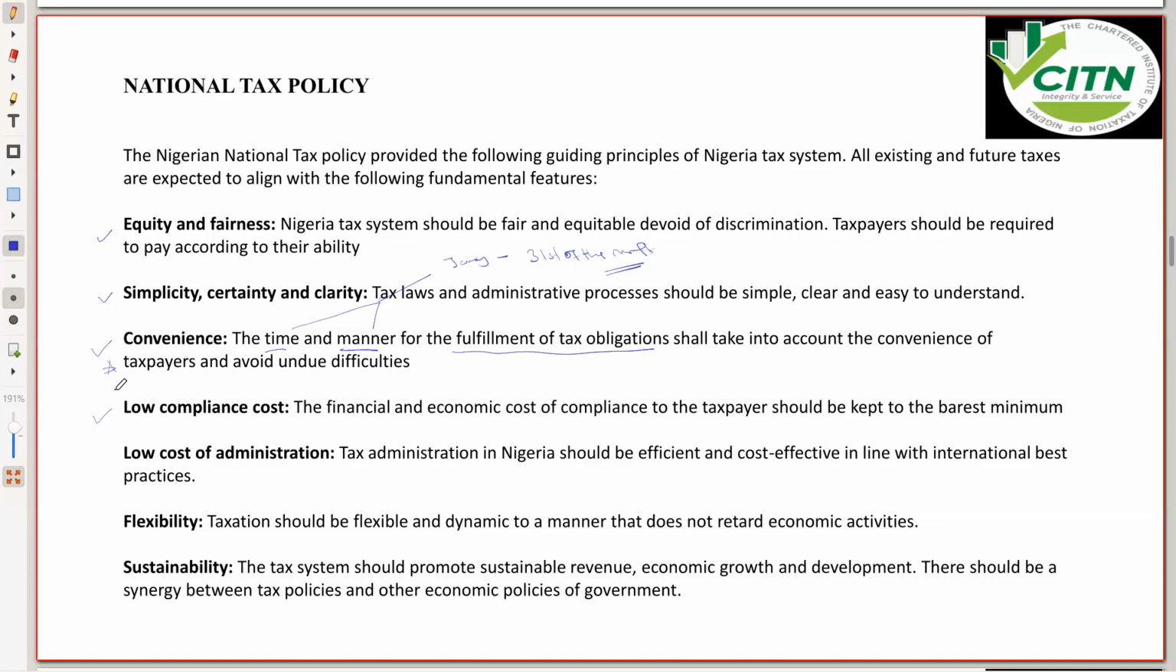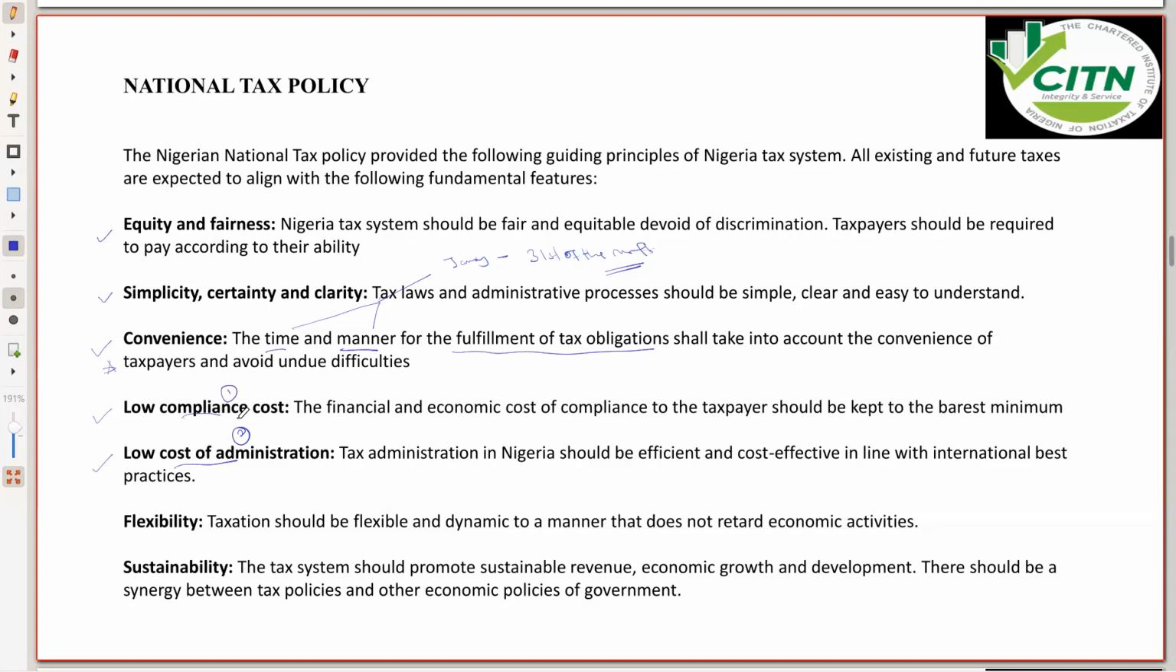So a tax policy says that whatever tax system you're putting in place, what it takes for the companies to comply should be minimal, kept to the barest minimum. And then the administration of tax. So let me pause here. What's the difference between compliance cost and cost of administration?